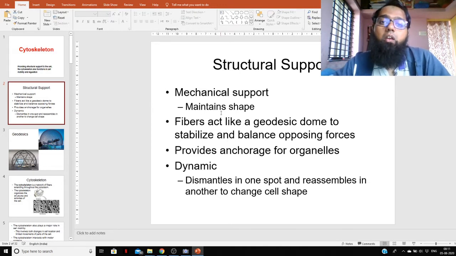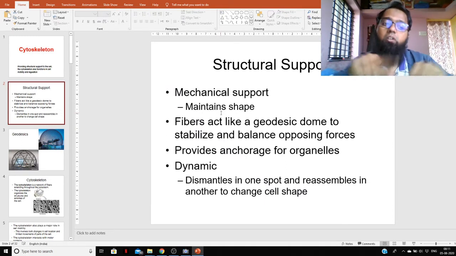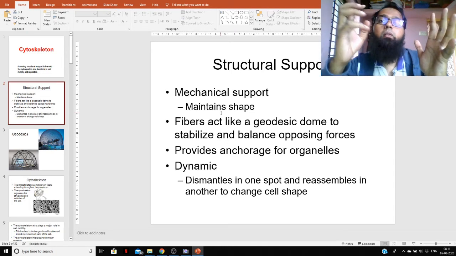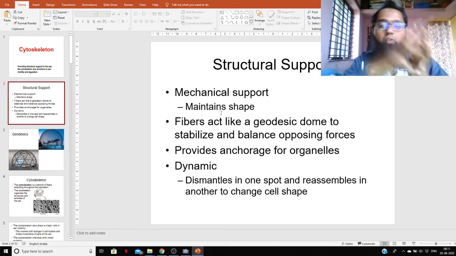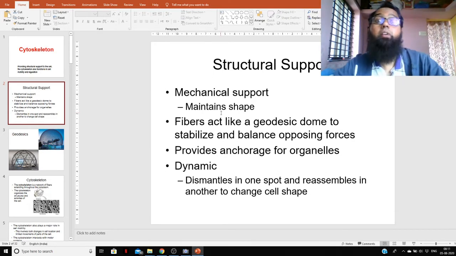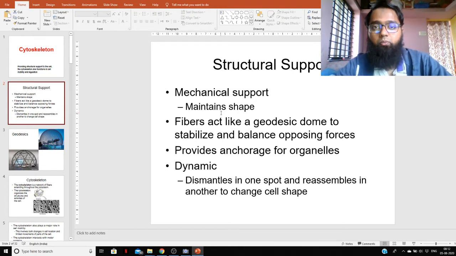Anchorage is a general term you might know. Anchorage means where the cell wants materials to be stuck in the cell. So it forms a mesh-like structure in which the cell organelles, that means the different parts of the cell, are stuck. Then the next thing is that it is very dynamic. I'll explain this in the coming slides with the help of some good photographs. Then, it is dynamic.